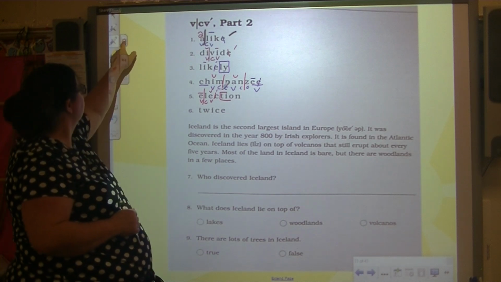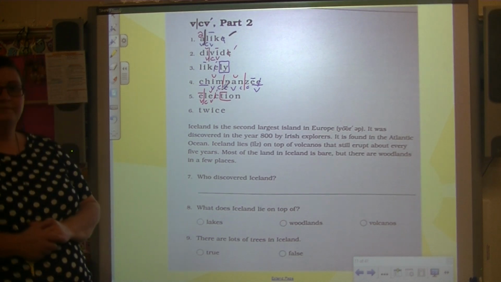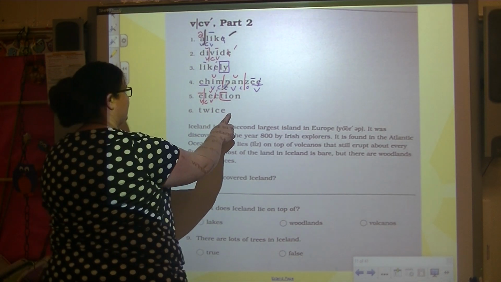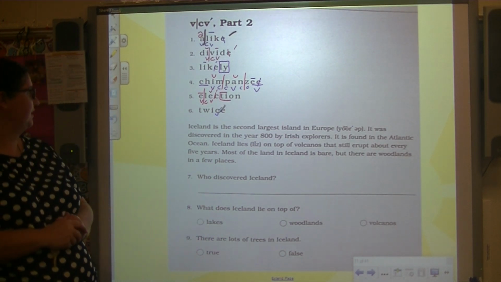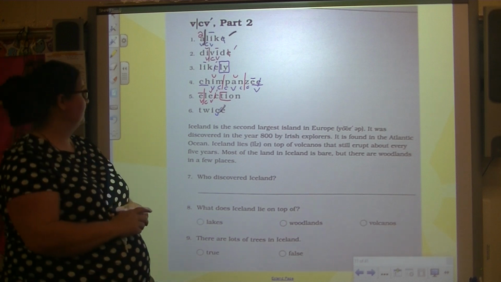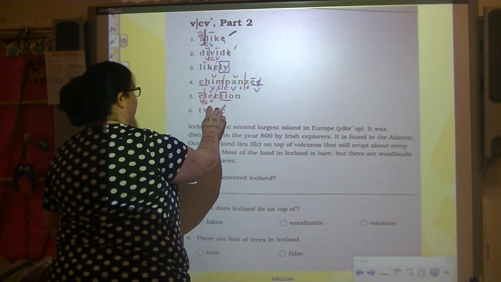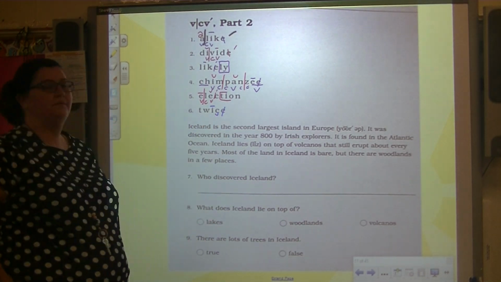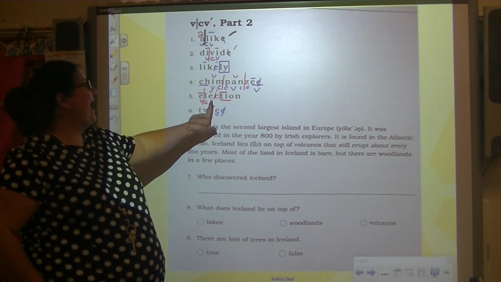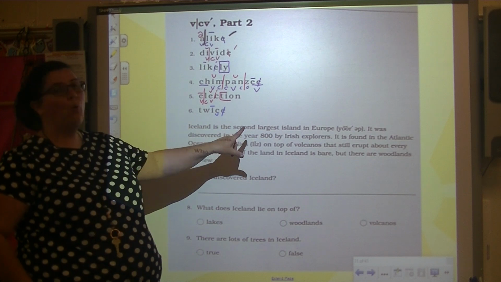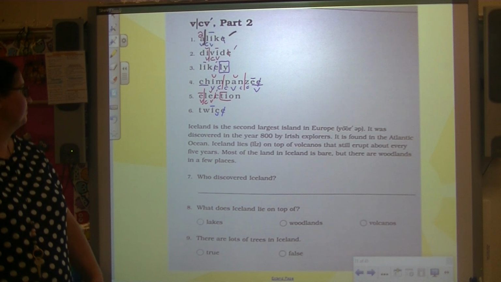Number 6. We have C-E. So put your CD on. It makes the S sound. You have I, consonant, E. So that's a long vowel sound. Now let's read it. Twice. What word? Twice. It means two times. Twice.